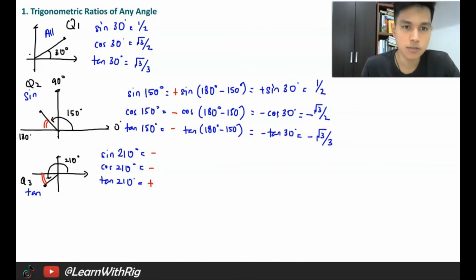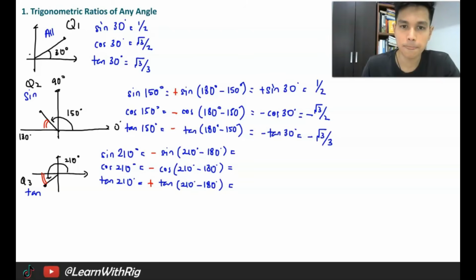So you take 210 minus 180, correct? Because here to here is 180. So 210 minus 180, you get the acute angle here. So you're going to write sine 210 minus 180, cos 210 minus 180, and tangent 210 minus 180.